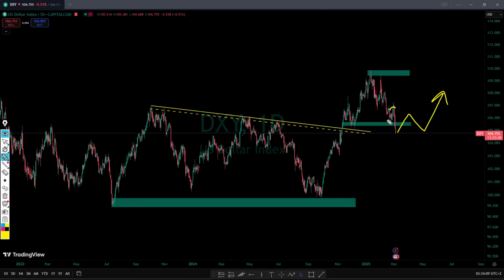But it seems like investors don't really like that, and it seems like we are going to see a continuation of the sell. Once we see this sell, it means other currencies going against the dollar, this is DXY, are going to gain some momentum, but we'll just have to wait and see.